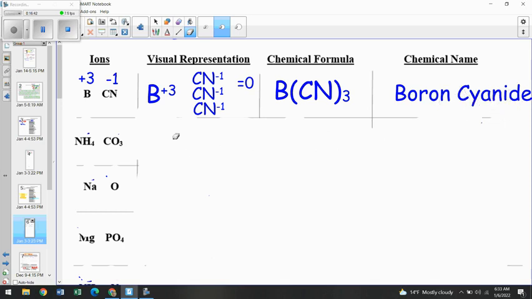All right, now let's try maybe 1 or 2 more of these guys. Okay, so then we've got NH4 and CO3. First thing we've got to do is go to our polyatomic ion sheet. You're going to notice we're actually going to have to find CO3 on there as well, because that's also polyatomic, multiple atoms, so it should be on the polyatomic ion sheet, the blue sheet. So let's find NH4 and CO3, their names and their charges.